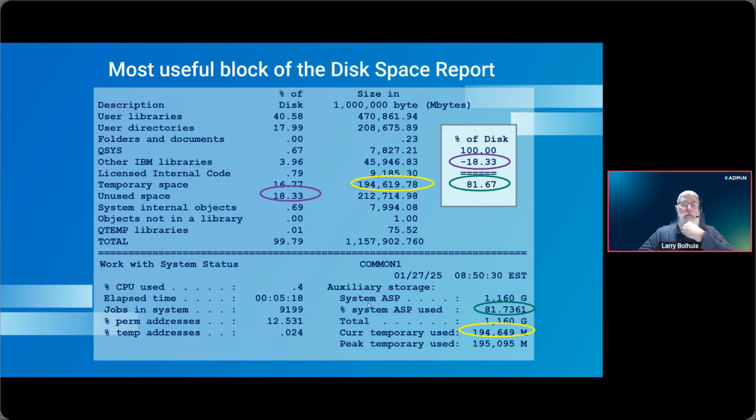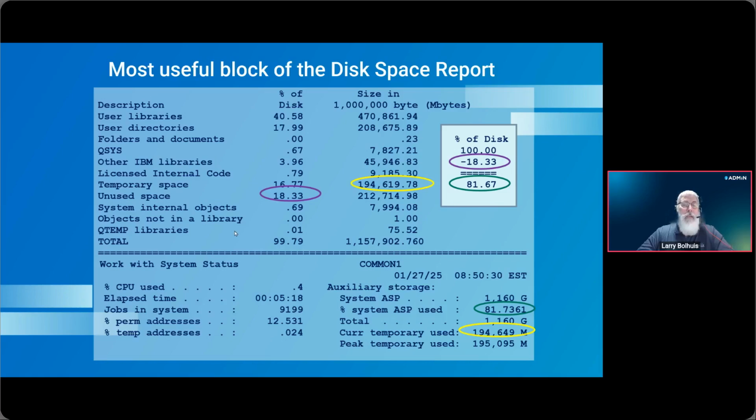One of the other numbers just to be aware of is if you get objects not in a library, there shouldn't be very much of that stuff. And then your QTemp libraries, again, is going to be pretty small. Your temporary space is really the key one that you're paying attention to in the case that you have a system that uses a lot of that.